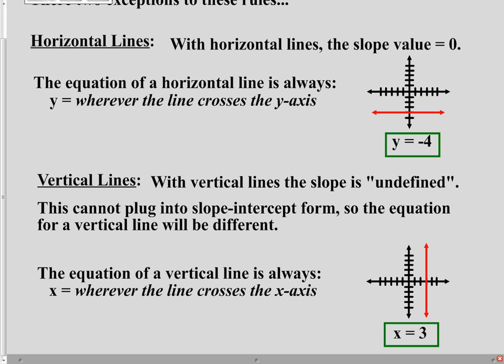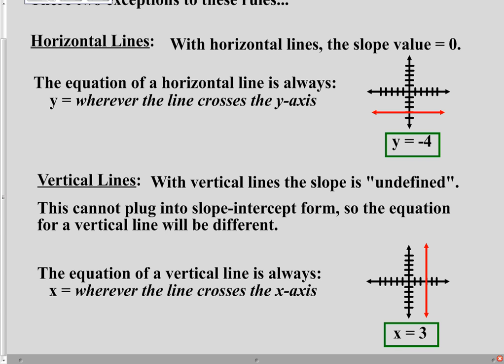Well, remember, slope is just the coefficient in front of x. So if your slope is 0, that means you have 0 x's in the problem, so they will not even show up. So you'll end up with an equation that says something like y equals -4.